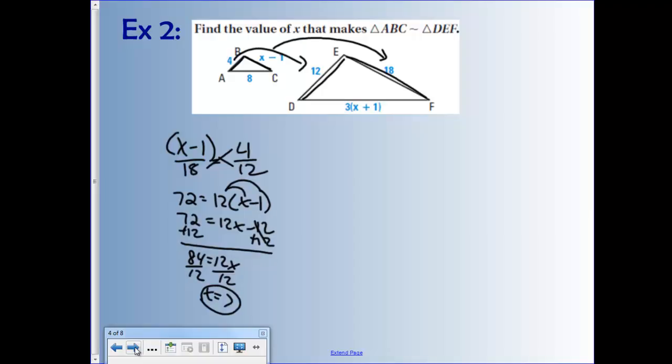If I take my 7 and plug it back in, look what happens here. What's 7 minus 1? 6. So does this make sense? If I go 6 times 3, that gives me 18. And check here, 8 times 3 should give us 24. What happens when I plug in a 7? 7 plus 1 is 8. Does 3 times 8 give us 24? Yeah, it works. They're all proportional.